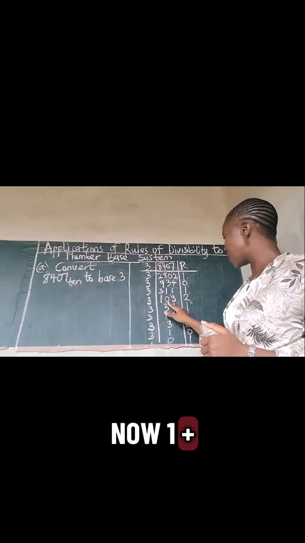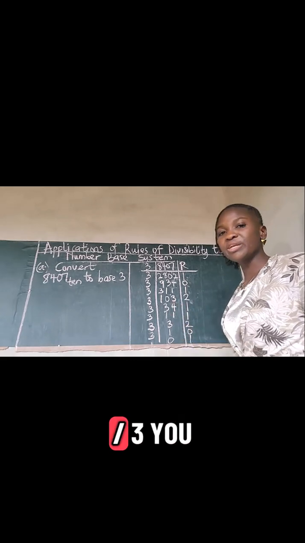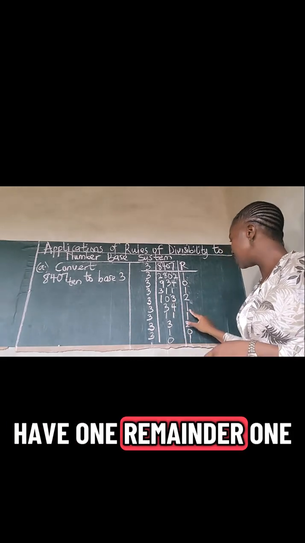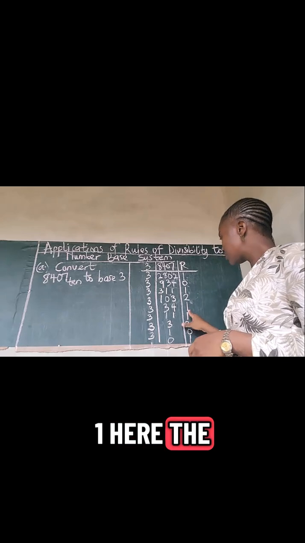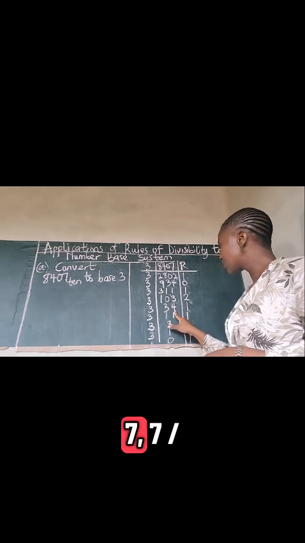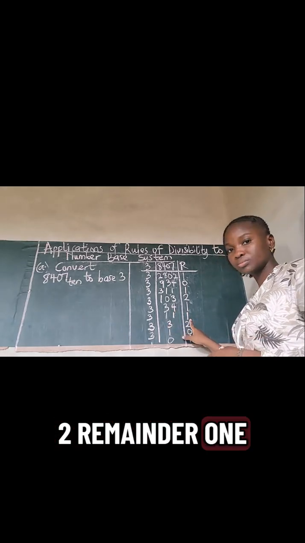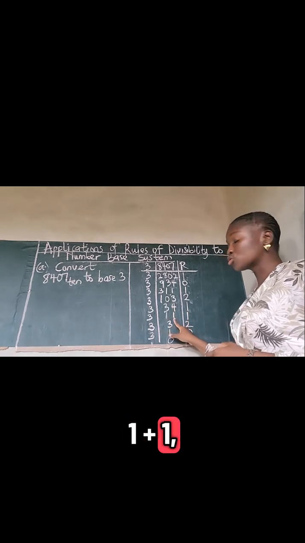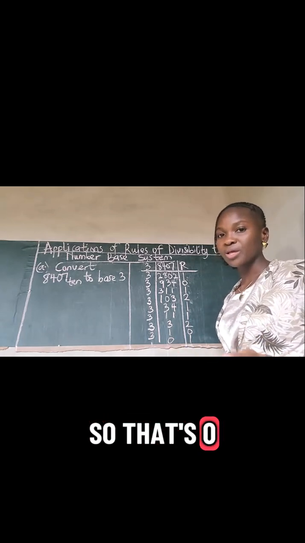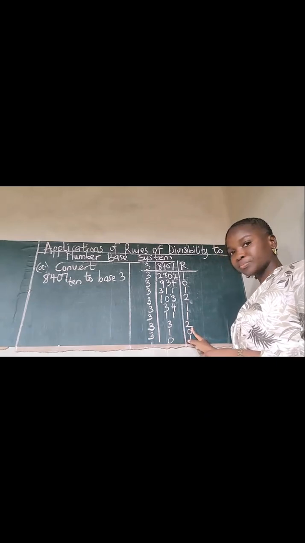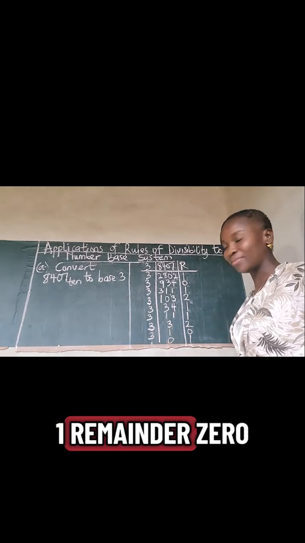Now, 1 plus 0, 1 plus 3, 4. So 4 divided by 3, you have 1 remainder 1. So you have the remainder of 1 here. The same thing, 3 plus 4, 7. 7 divided by 3, you have 2 remainder 1. 1 plus 1, 2. 2 divided by 3 is not up to 3, so that's 0 remainder 2. And you have 3 here. 3 divided by 3, 1 remainder 0.